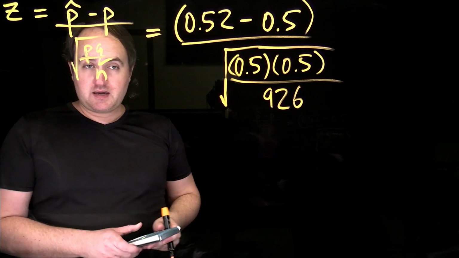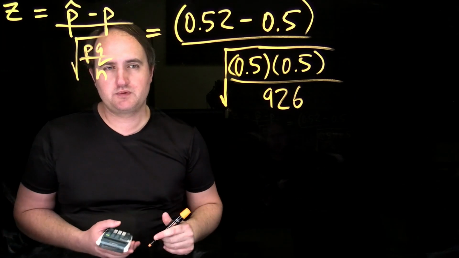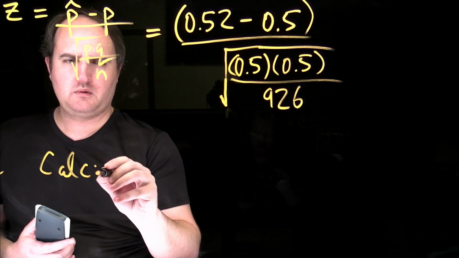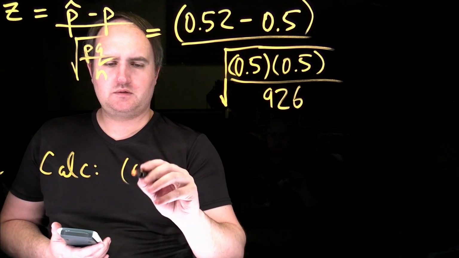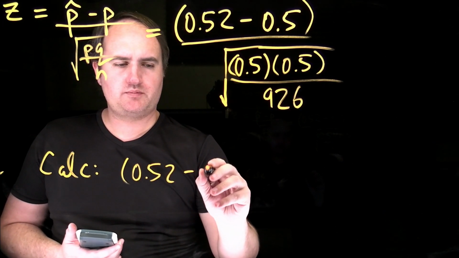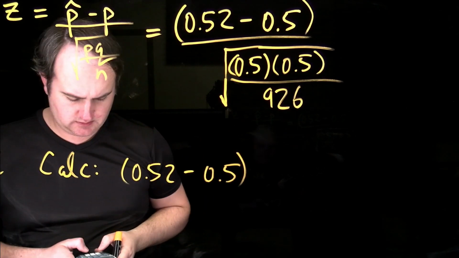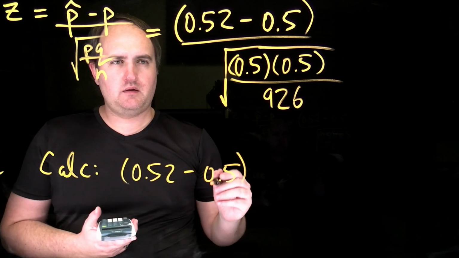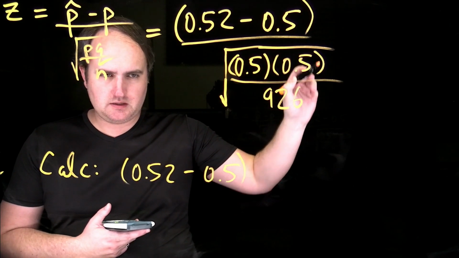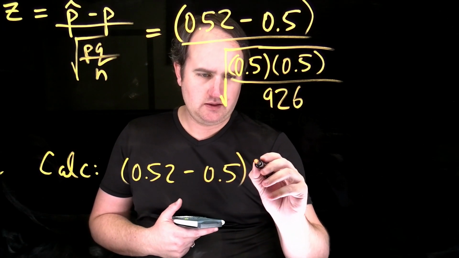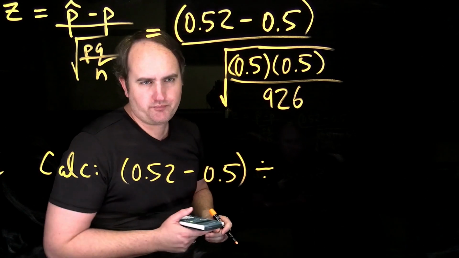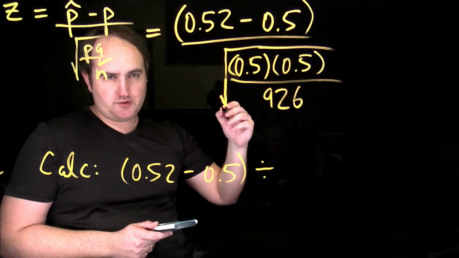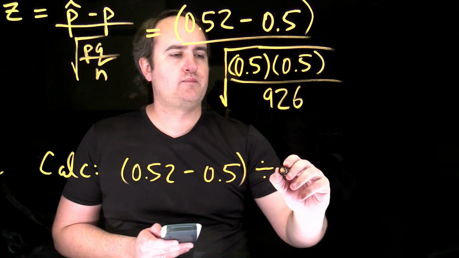All right, anyway, on my calculator, let me show you how I would type it in. I would do parentheses 0.52 minus 0.5 end parentheses. And then in order to do this fraction, I would press the division button on my calculator. And then I'm going to press the square root button on my calculator.